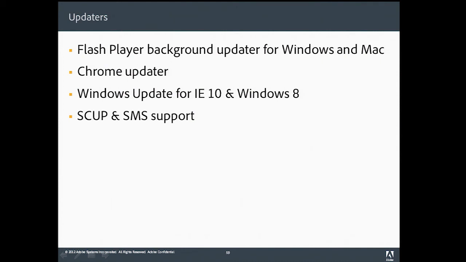We have a background updater for Windows and Mac, so that when the background updater kicks in, you usually get updated within 24 to 48 hours. With Chrome, you're integrated with the Chrome updater. For Windows 8 and IE 10 going forward, we're going to be distributed through Windows Update, which will cut down the number of updaters that IT admins have to deal with. Flash Player will just be another part of Windows Update, which means they can streamline it. One IT admin in the back. And we support SCUP and SMS. We have SMS servers, so you can hook up SMS to poll us and find out when there's an update, and SMS will message you when you get it.